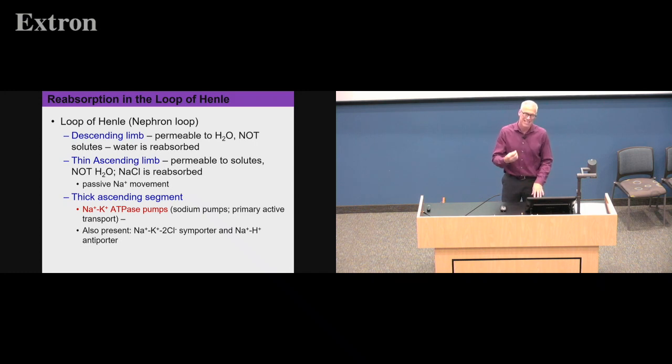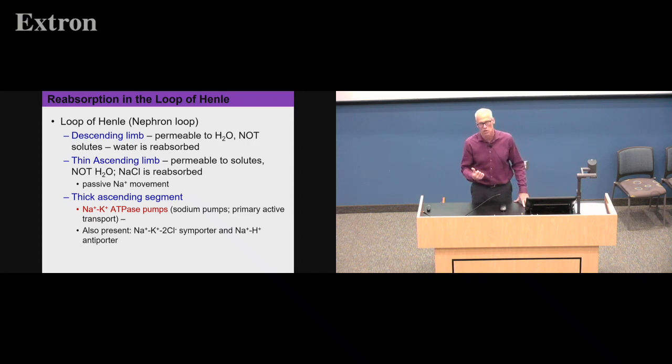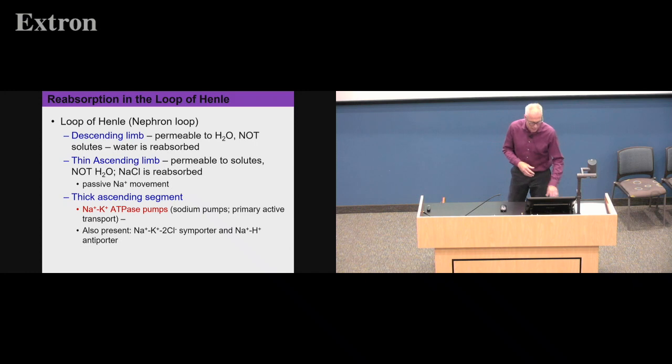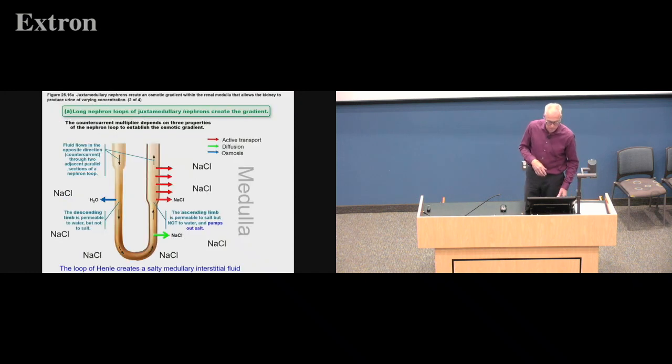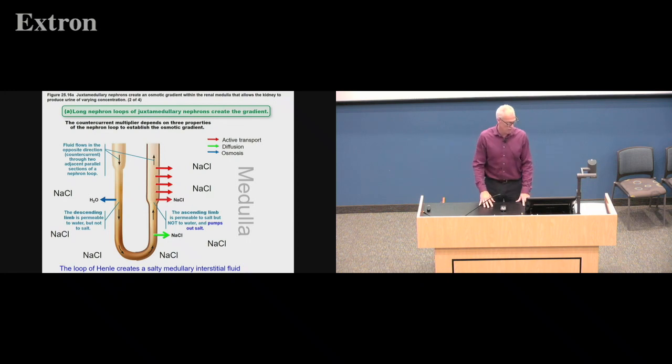But then the thick ascending limb of the loop of Henle is made up of chunky, transport-powerful cells that have a lot of mitochondria and a lot of primary active transporters. We're going to pump salt out of the filtrate into the interstitial fluid, where it will accumulate, producing a very salty medullary interstitium. So this diagram will illustrate what I'm talking about.